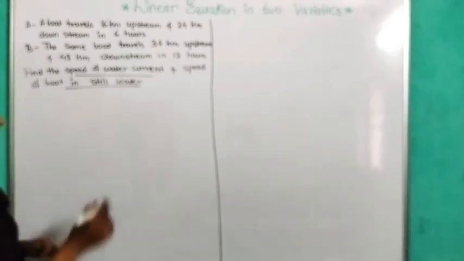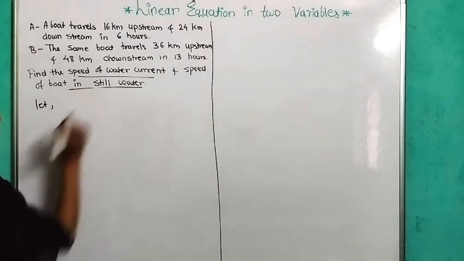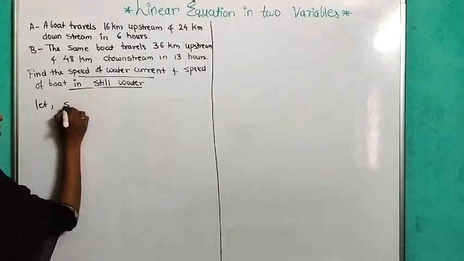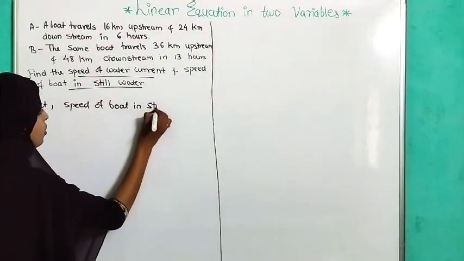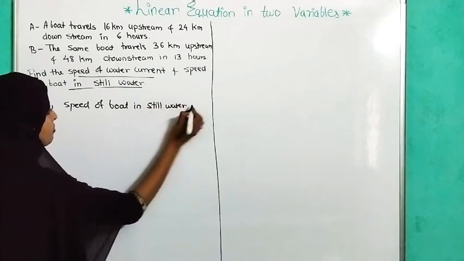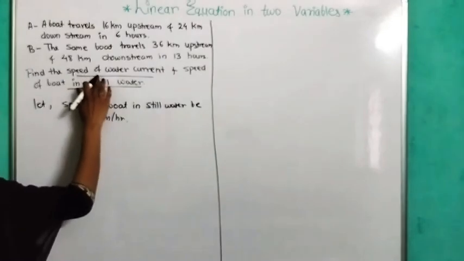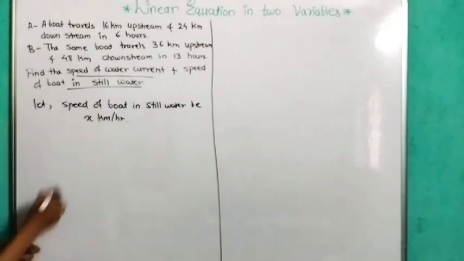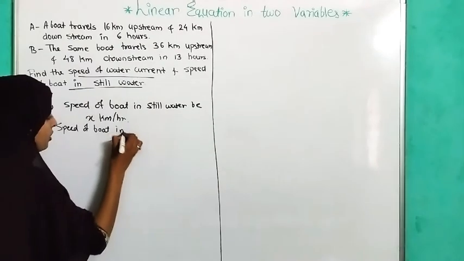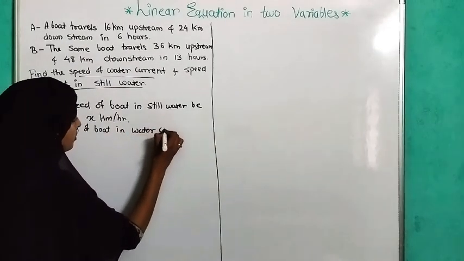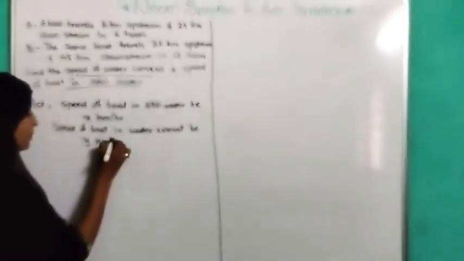Now let us consider, let the speed of the boat in still water be x kilometer per hour and the speed of the water current be y kilometer per hour.